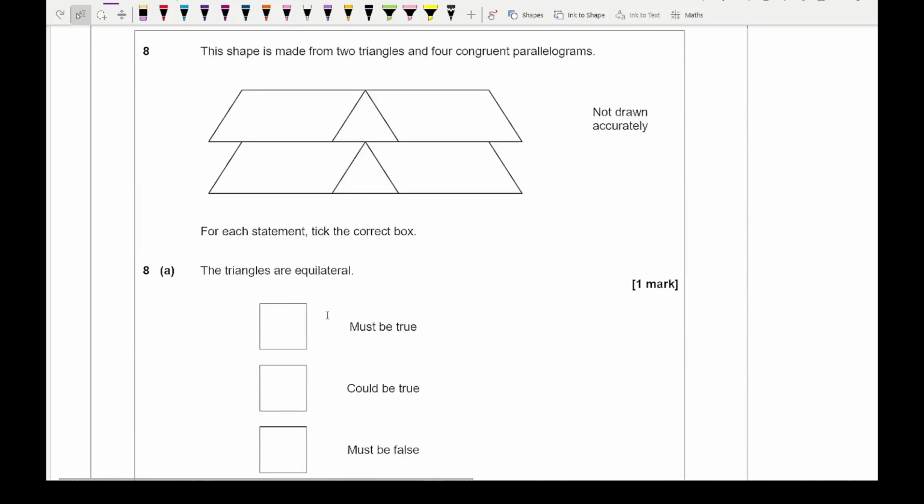Moving on to question 8, it says this shape is made from 2 triangles and 4 congruent parallelograms. For each statement, tick the correct box. So it says that the triangles are equilateral. So for this, it could be equilateral because we don't know what this length here is, but we definitely know that those 2 sides are equal. This side here, however, is a bit of a mystery, so this could be true.